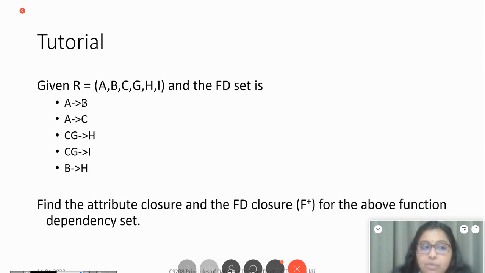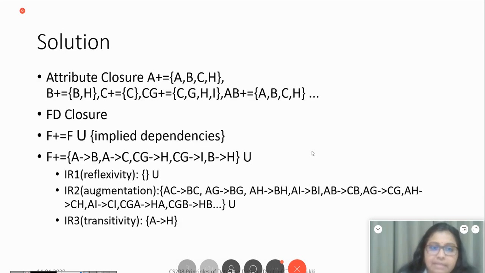Okay, and we know how to find the attribute closure, isn't it? So here, how many attributes are there? You find the closure of A, given as A plus. You find the closure of CG, given as CG plus, and you find the closure of B, given as B plus. Right? You are also asked to find the FD closure of this set. So for finding the FD closure, what do you do? You apply Armstrong's axioms, isn't it? So we'll see. I have the solution in my next slide. So attribute closure, as we mentioned.